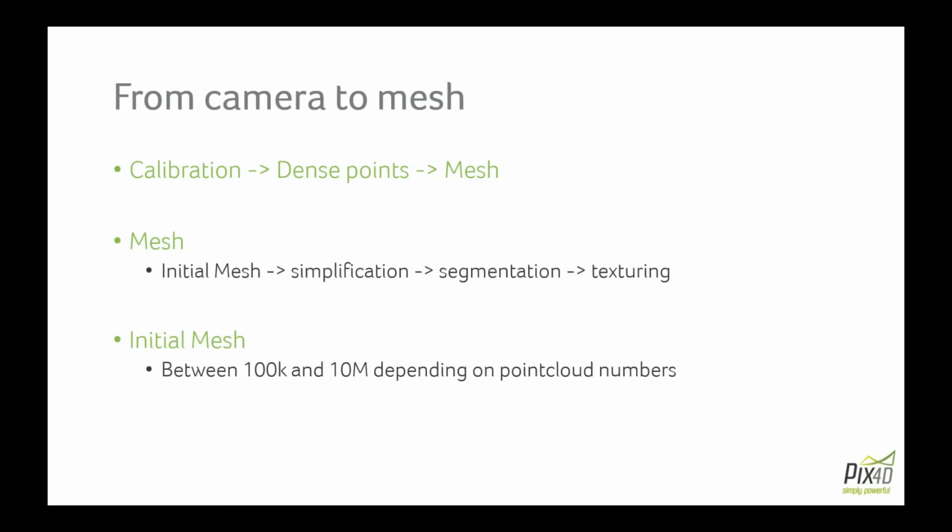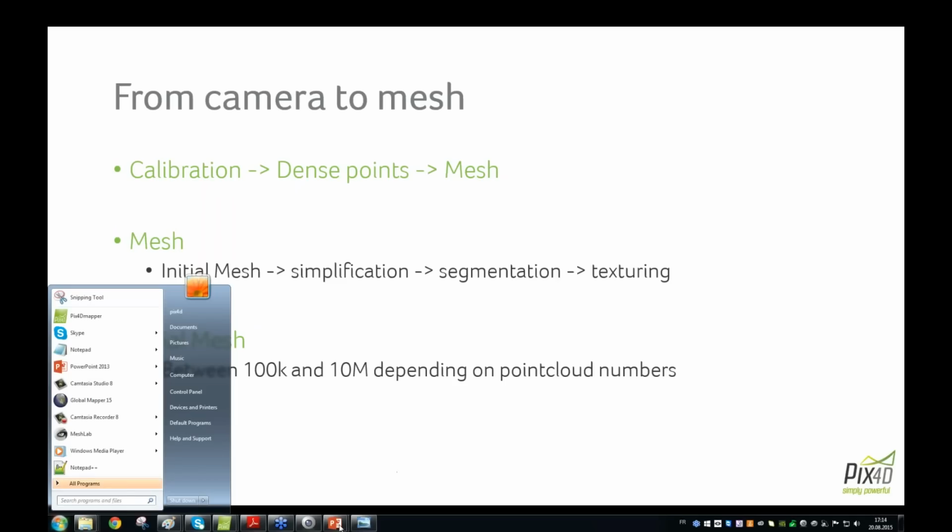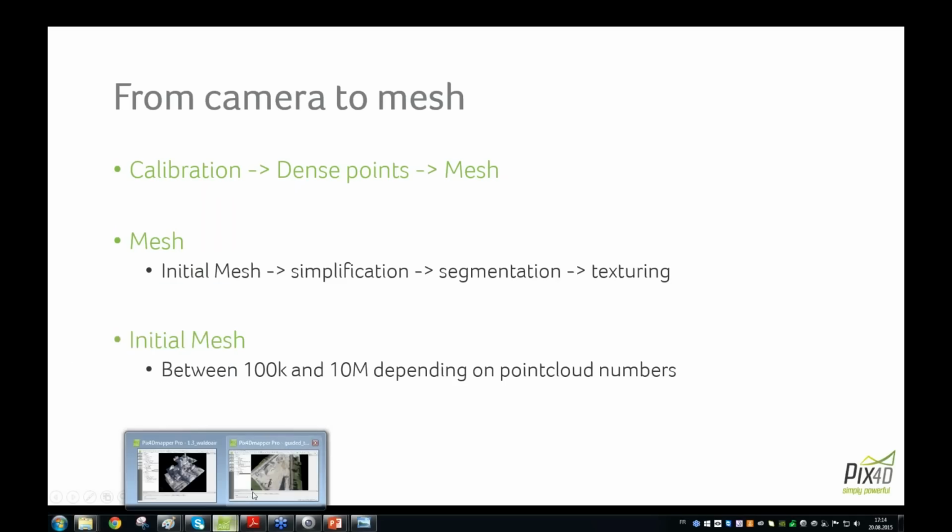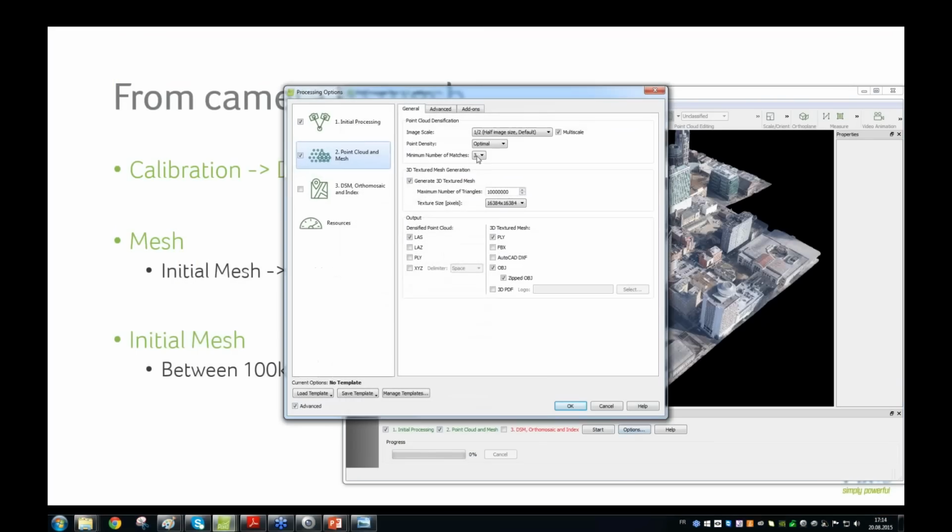And this is the amount of simplification. This is the option which is given to you in the option of the 3D texture mesh about the number of triangles. A bit later in the talk, I'm going to talk in more detail about which are reasonable numbers to give there and what's the reason behind it.